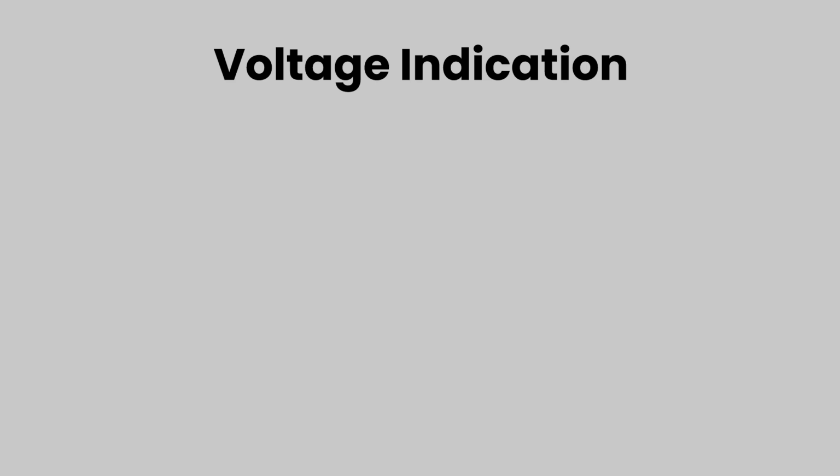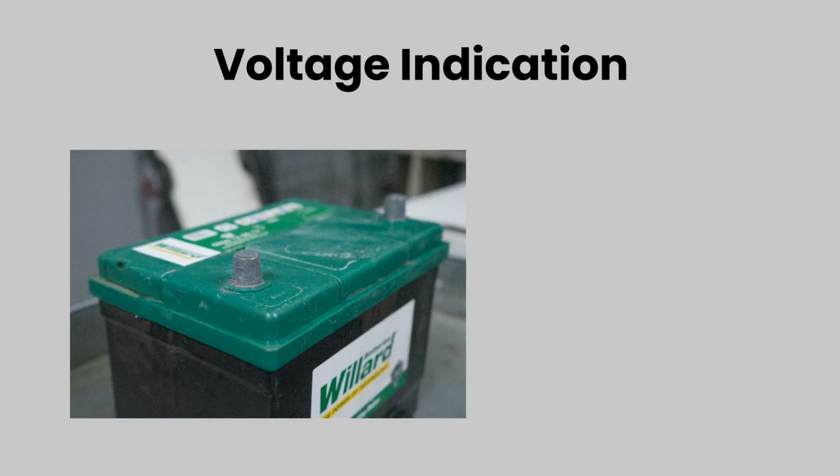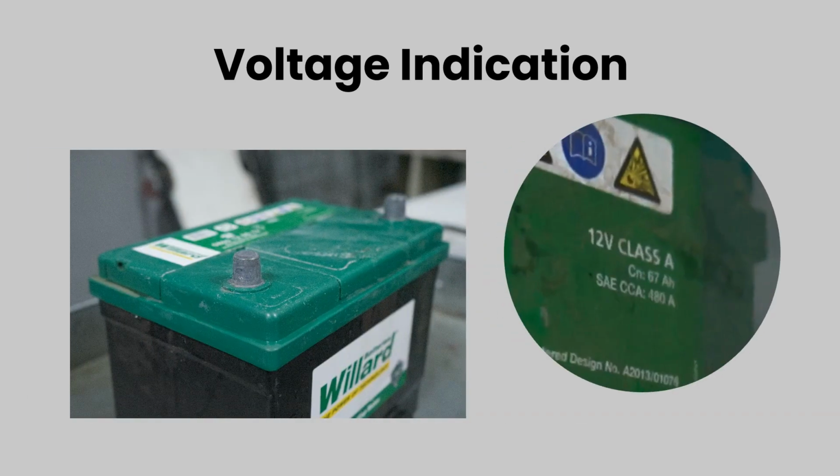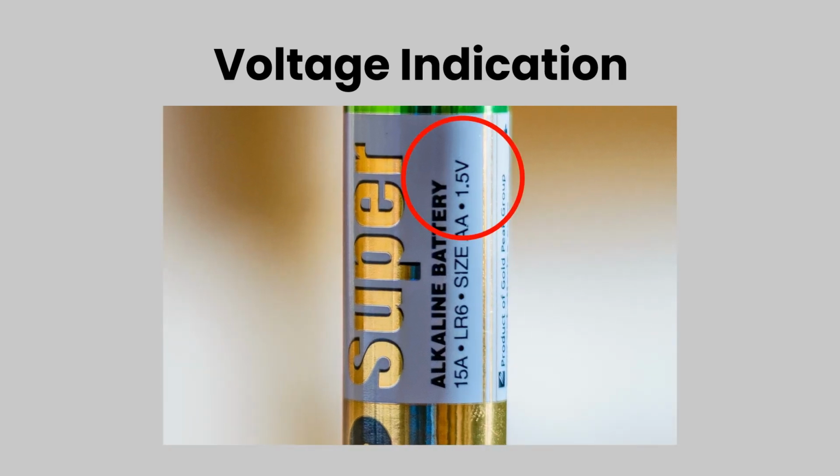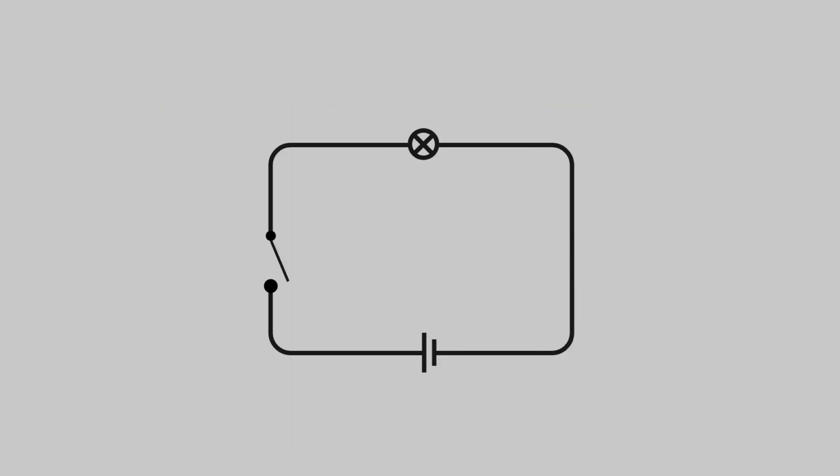Any power supply will have the voltage indicated on it, such as 12 volts for most car batteries and 1.5 volts for an AA battery cell. Voltage is measured by connecting the 2 terminals of a voltmeter or multimeter across the component you want to know the voltage of. Measuring electric flow.